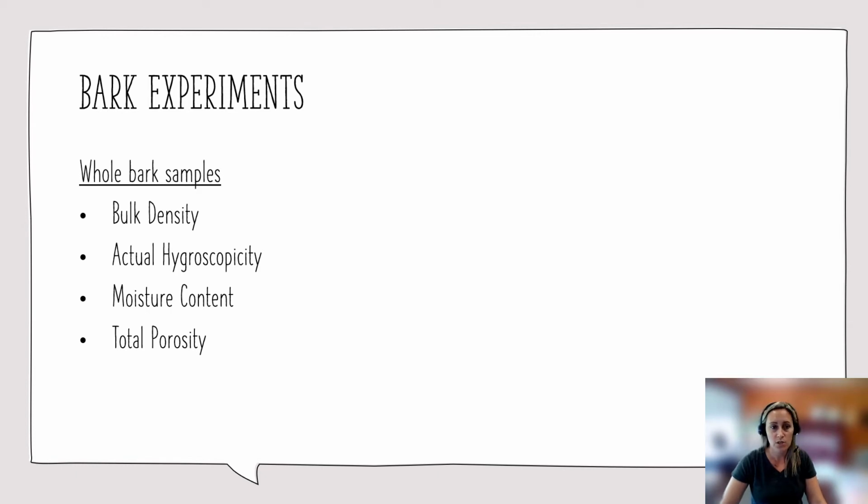Moisture content was determined as the maximum mass of water absorbed as a percentage of the total dry mass of bark during the actual hygroscopicity experiment. And total porosity was measured as the volume of pore space within bark as a ratio of the difference between specific density and bulk density to specific density.